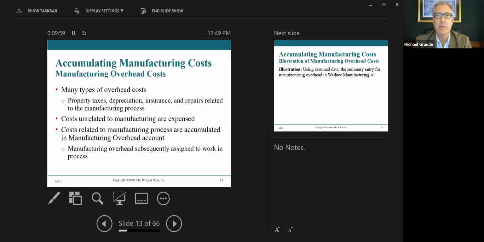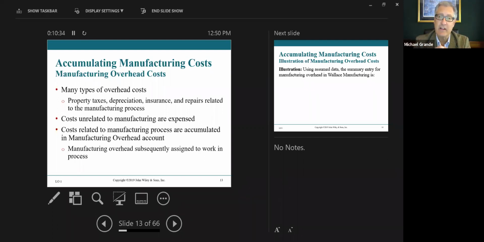Manufacturing overhead costs. There are many types of overhead costs: property taxes, depreciation, insurance, repairs related to the manufacturing process, more specifically relating to the factory. Costs unrelated to manufacturing are expensed. Those are typically period costs. They are non-manufacturing costs and generally fall into the category of selling and administrative expenses. Costs related to the manufacturing process are accumulated in the manufacturing overhead account.